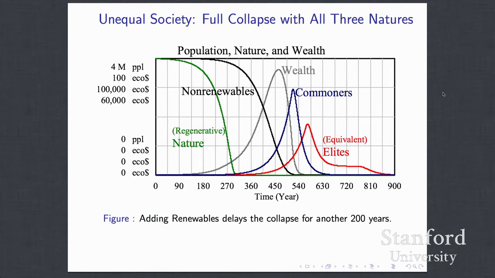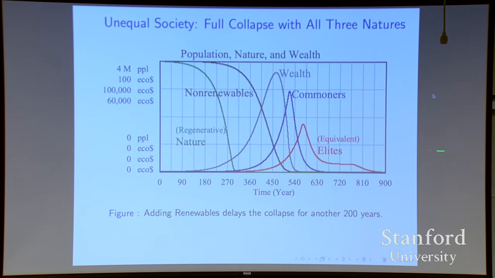And finally, we show what happens with an unequal society if we add renewables. If we switch to renewable sources, again we'll see that we get another 200 years, another couple centuries extra. But within the system, it doesn't completely prevent a collapse, because we still have that high level of inequality and no mobility. We show later that if we add mobility, we can bring this into a sustainable state. So again, it's important that we use renewable sources, that we extract our resources sustainably, and that we have lower inequality and mobility in the society.